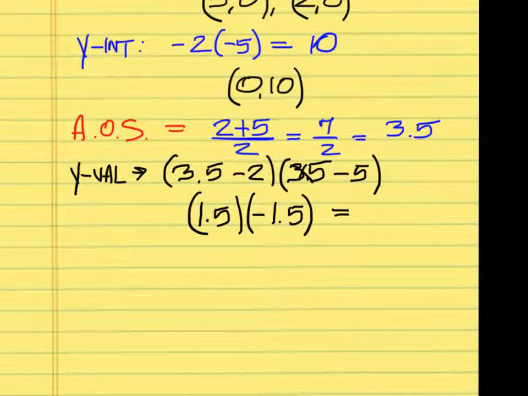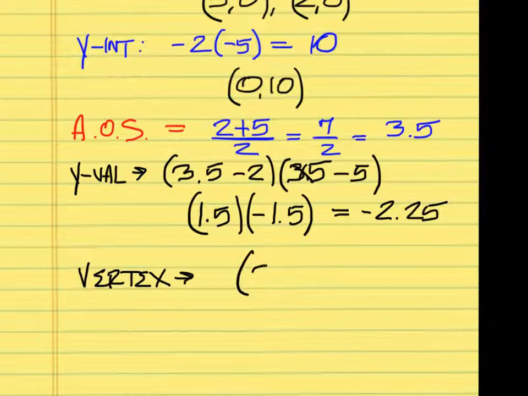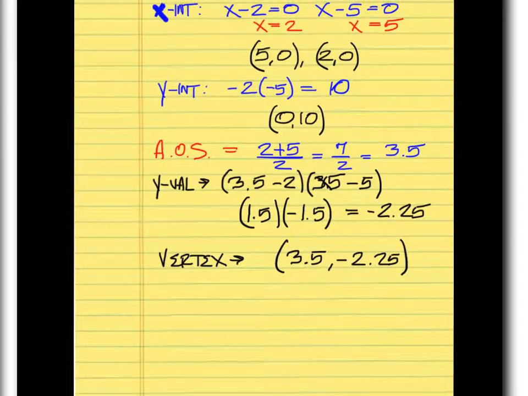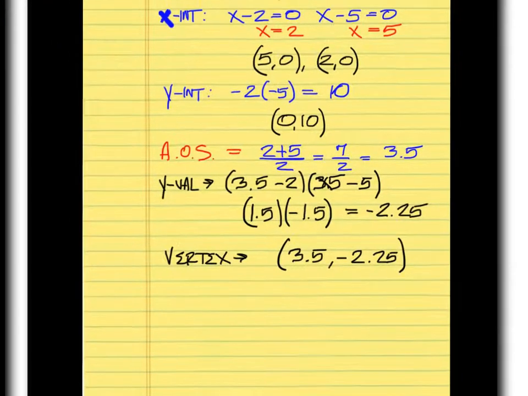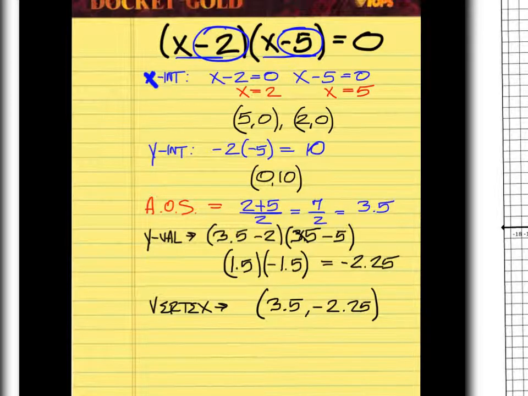If you multiply those two together, you come up with a negative 2.25. That means your vertex is comprised of the following numbers. X value is 3.5 and the y value is negative 2.25. So you have your vertex, your y-intercept, and your x-intercepts.